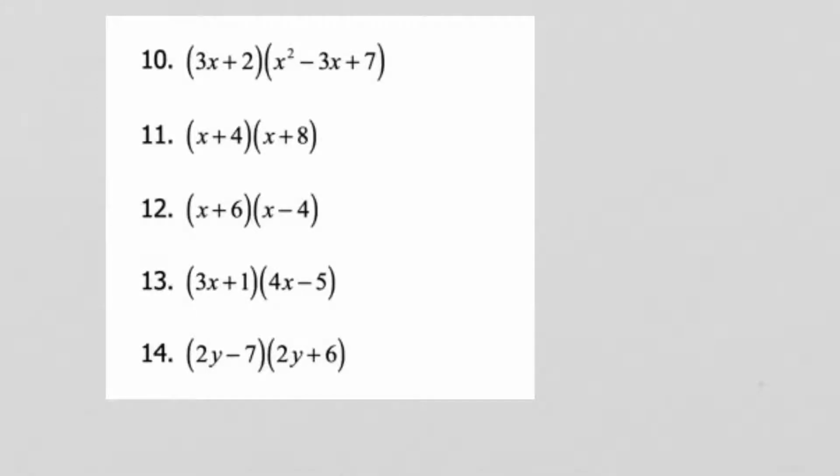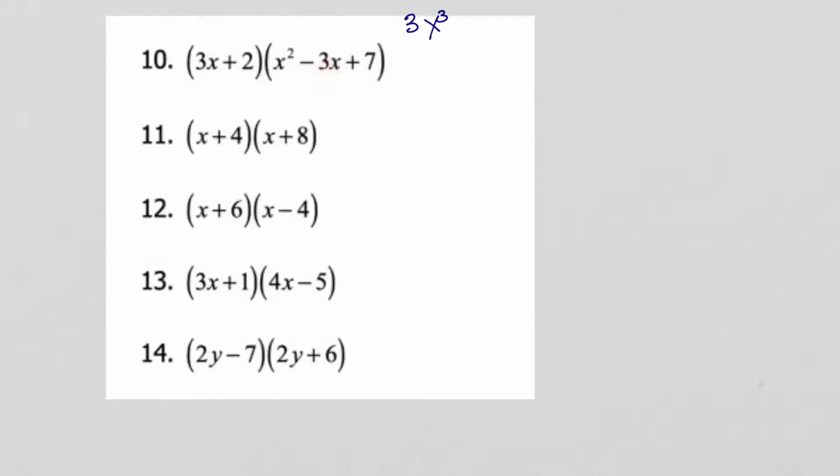Number 10, let's distribute. I'm going to take the 3x and multiply it all the way through each one of these. Then I'll go over to the 2 and multiply it through each one of these. So let's start here with the 3x. So I'll get 3x times x squared. That's going to give us 3x cubed. And then multiply it through here.